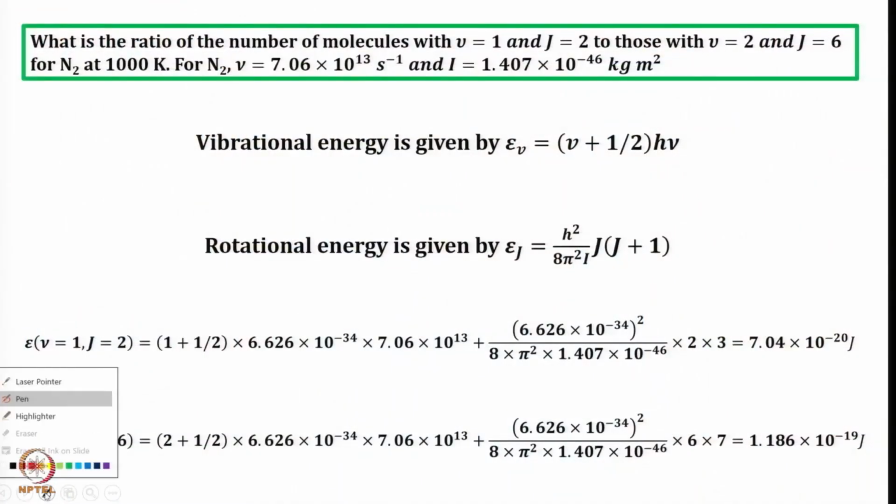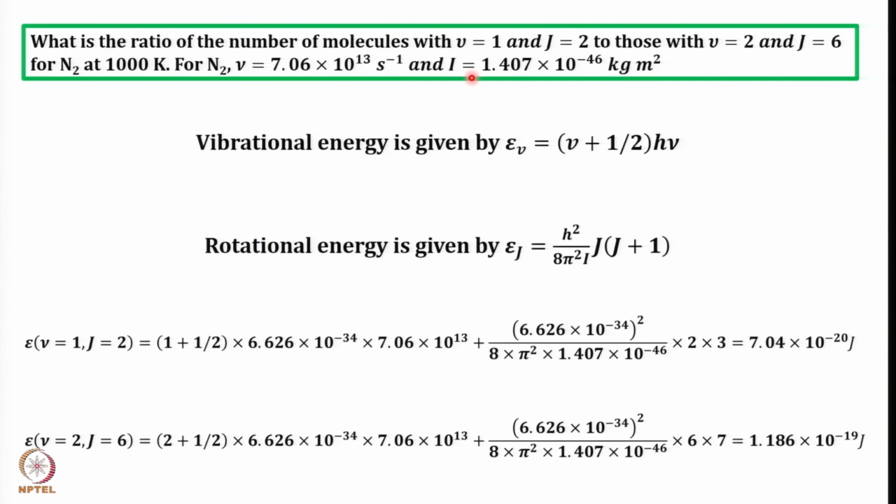Now, let us take another example, a different type of example. The question here is, what is the ratio of the number of molecules with V equal to 1 and J equal to 2 to those with V equal to 2 and J equal to 6 for nitrogen at 1000 Kelvin. For nitrogen, the frequency is given 7.06 into 10 raised to the power 13 per second, and the moment of inertia is given. The question is to calculate the ratio of the number of molecules with a different set of vibrational or rotational quantum numbers.